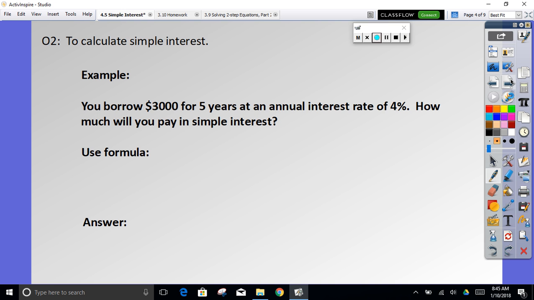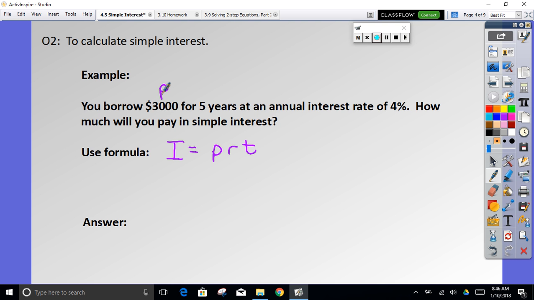All right, so we're going to use our formula. We have I equals P R T. So you just have to identify what parts you have up here. You borrowed 3,000. Which letter in the formula goes with 3,000? Volunteer? Irene? Would it be the principal? It would be the principal. That's the initial amount that you borrow.